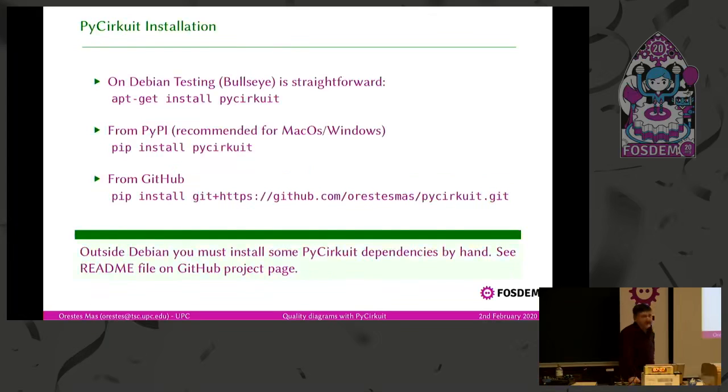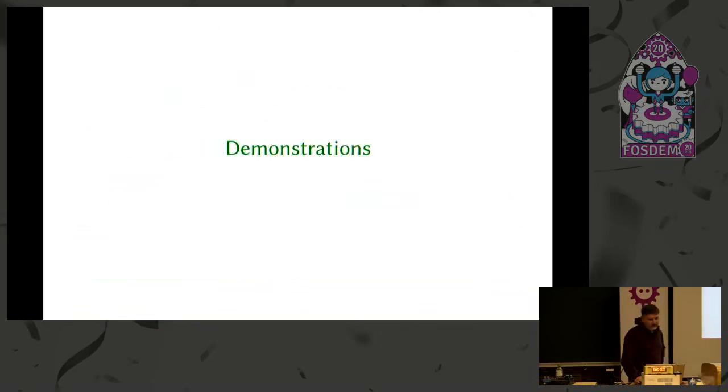Now PyCircuit is in Debian testing, so Debian testing users can install it pretty straightforwardly. If you don't have Debian testing or you have other operating systems, you can use PyPI or pip install to install it on your computer, and the sources are on GitHub. If you install it by hand, you have to install other dependencies. You can see the README file for that. So let's do a little demonstration.